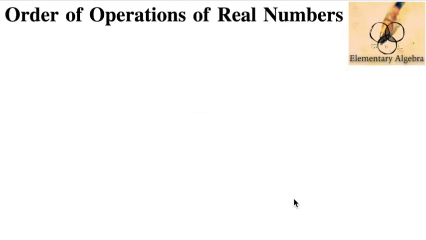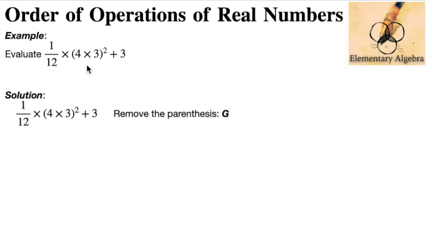So let's have one example and let's evaluate 1 over 12 plus 4 times 3 quantity squared plus 3. Let me show you the solution here. The first part, I just copied it from the example. Remove the parentheses, that's our grouping. So we're going to simplify what is inside it first. 4 times 3 is clearly 12.